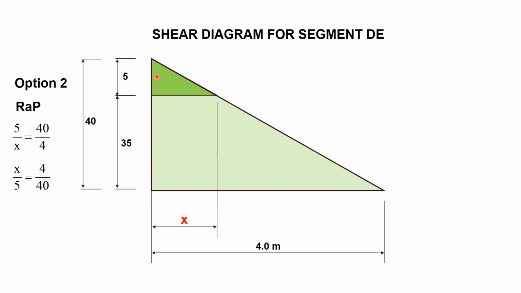Or x is to 5 as 4 is to 40. So it's the same. So if you simplify this one or this one, you will get x equals 0.5. So the same din ang result dun sa isang option kanina. So it's up to you kung anong option ang gusto mong gamitin, kung saan ka mas madadalian.